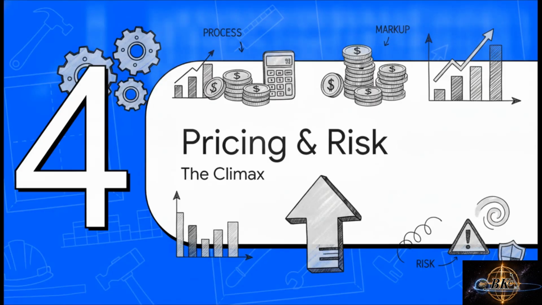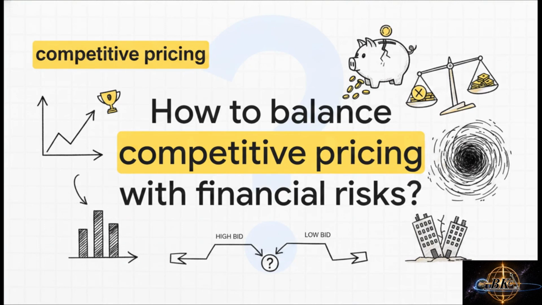And that brings us to the main event, Section 4. Pricing, risk, and markup, the climax of the bid. So you have your raw costs, right? But your raw costs are definitely not your final bid.